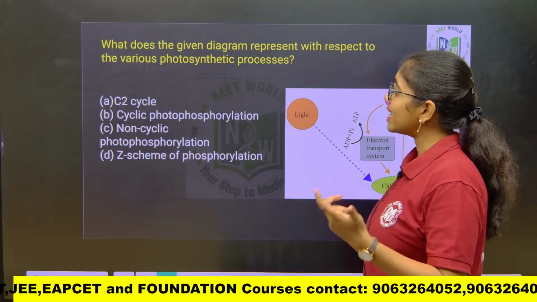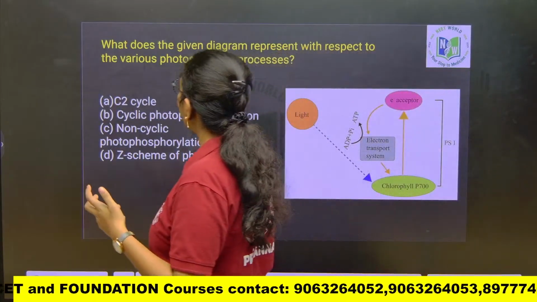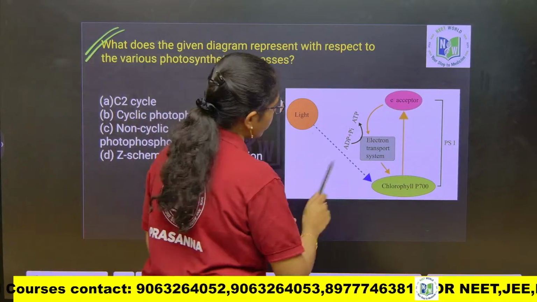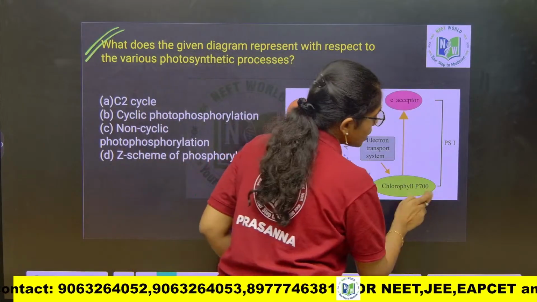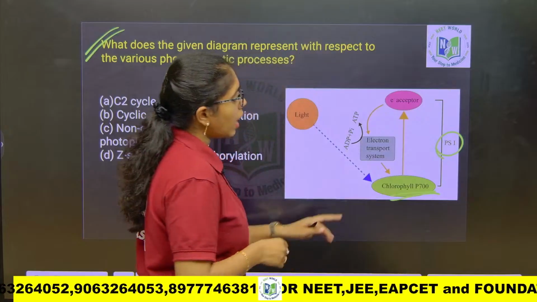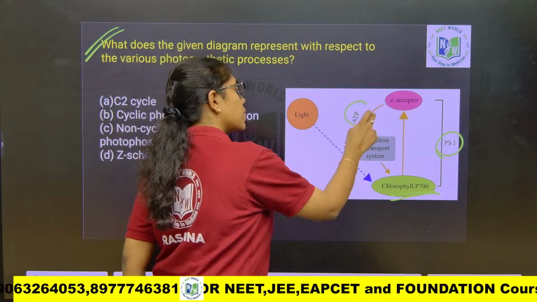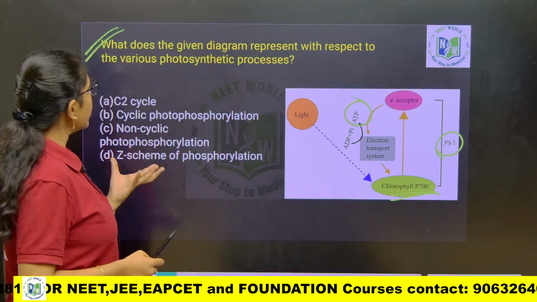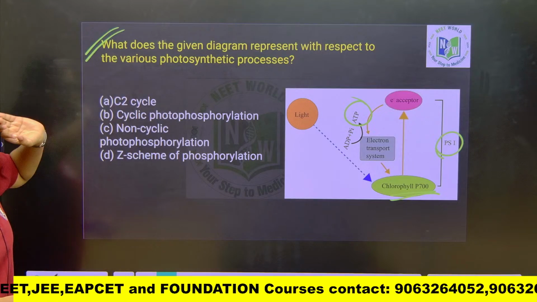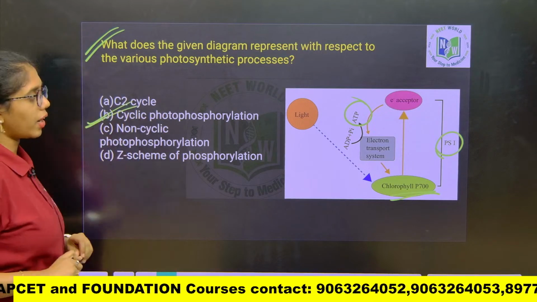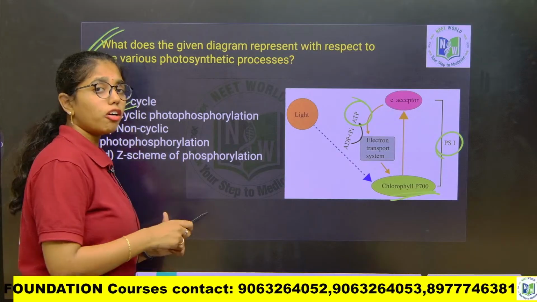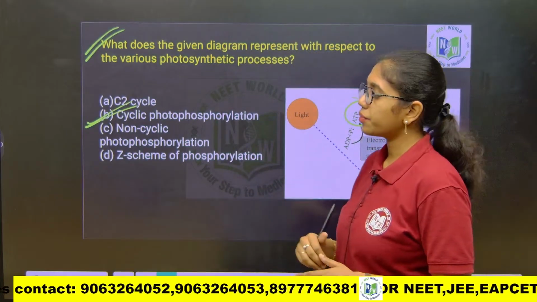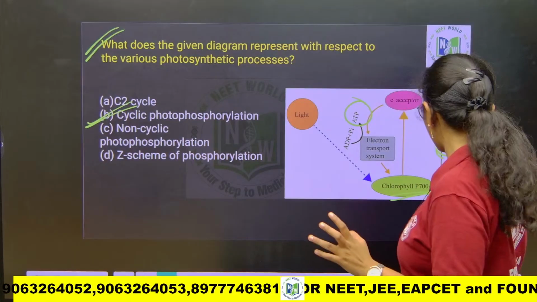Next, what does the given diagram represent with respect to the various photosynthetic processes? Clearly, looking here, light is accepted by P700, that is photosystem 1, and it is cyclic, only ATP is being synthesized. Looking at that, you can say it is cyclic photophosphorylation, because there is no involvement of P680 and no involvement of photosystem 2. So definitely it will be cyclic photophosphorylation only.